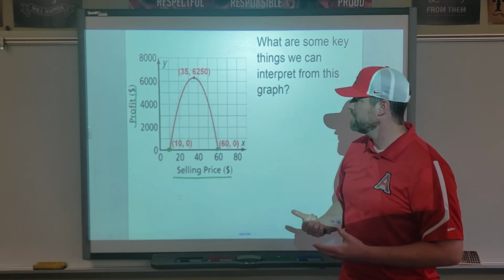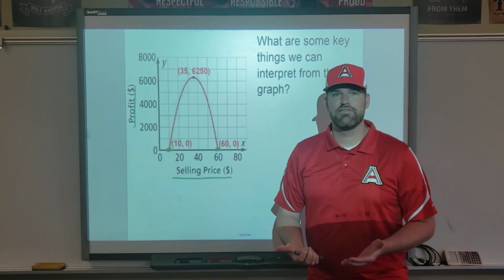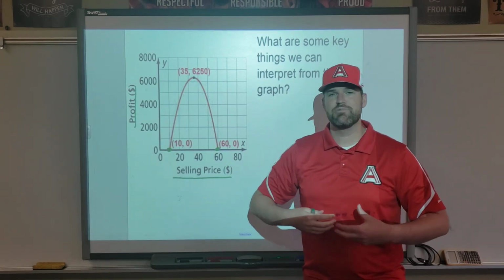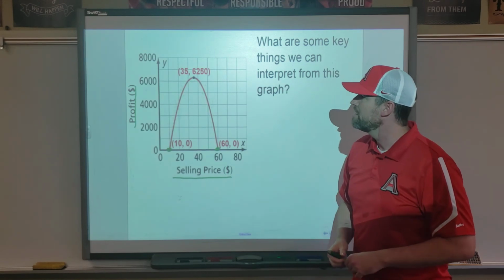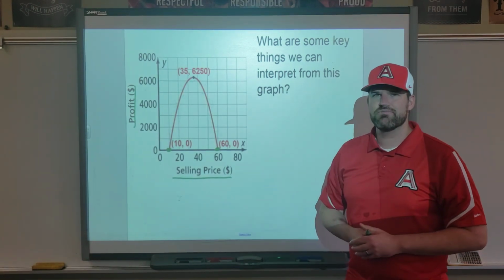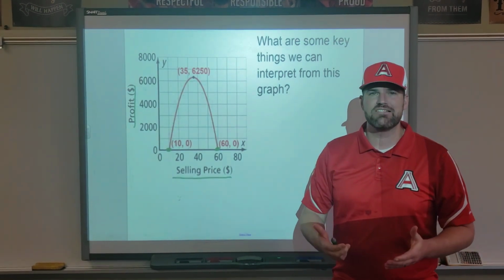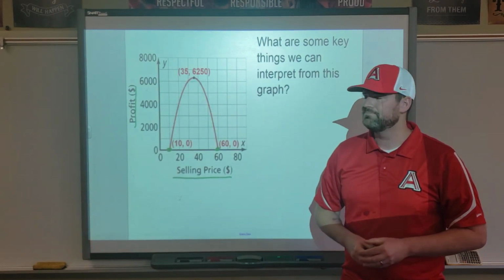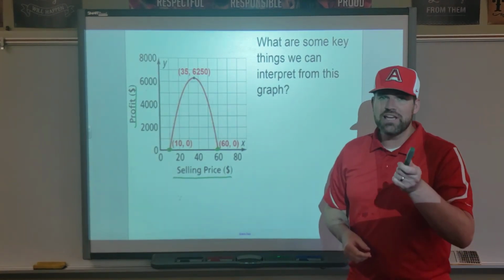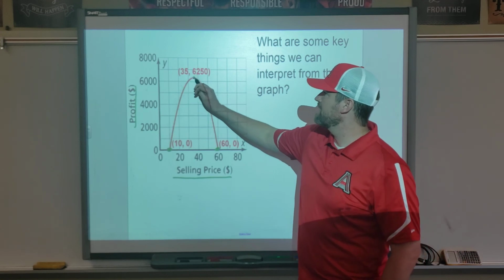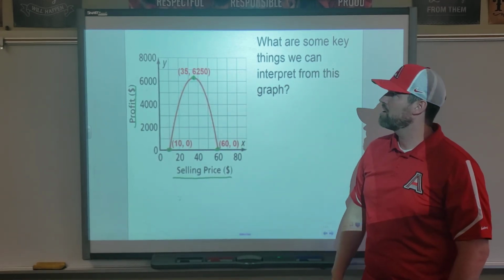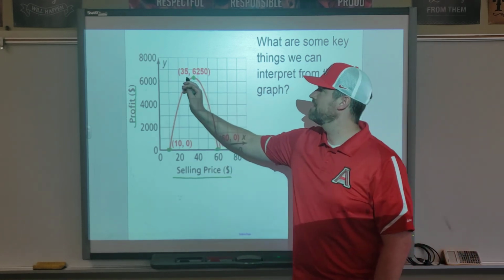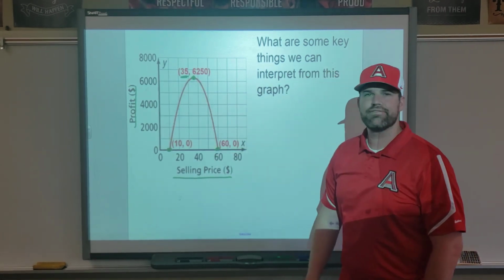So if I'm this company and I want to maximize my profit, I want to get as much profit as possible so I can go on a nice vacation and pay my employees and do all that fun stuff. How much money should we sell this product for? How are we going to maximize our profit? Well, you guessed it. We go to the maximum. And the maximum is right here. So in order to maximize our profit or our income from this item, we should sell it for $35.